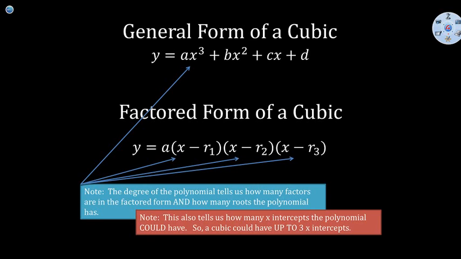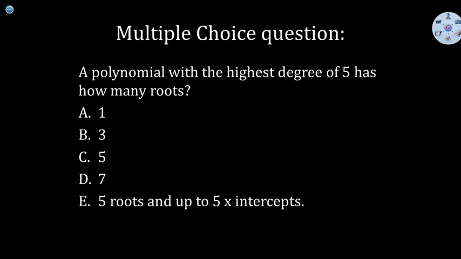So real quick, your multiple choice question for the quiz. A polynomial with the highest degree of 5 has how many roots? Is it A, 1; B, 3; C, 5; D, 7; or E? I got clever. 5 roots and up to 5 x-intercepts. And the correct answers are both C and E.